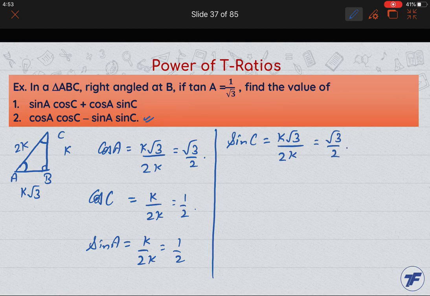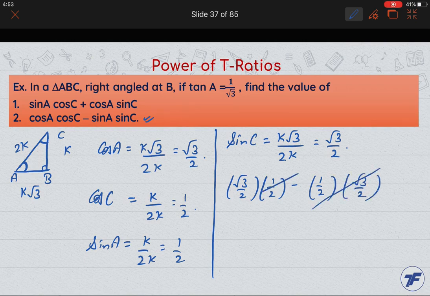So let us substitute the values. Cos A, it is under the root 3 by 2, into cos of C, it is 1 by 2, minus sin of A is 1 by 2 into sin of C, it is again under the root 3 by 2. तो ध्यान से देखिए सारी चीज़ें कैंसल आउट हो जाती हैं, and the answer finally is 0 for the second part of this question.